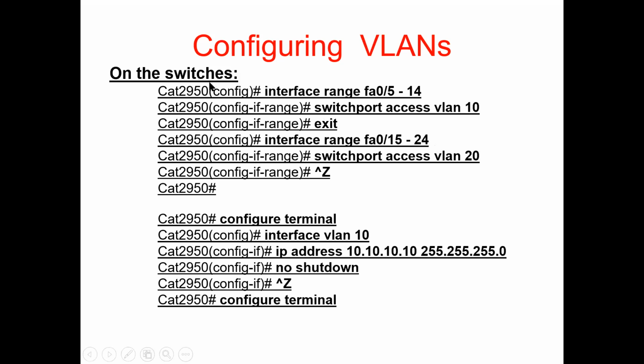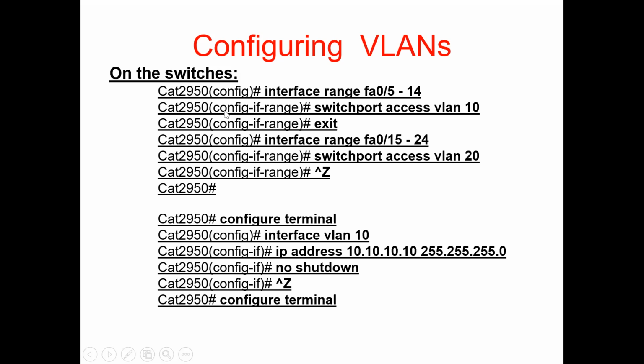We go to config as normal. Start your switch, you enable, give it the password if you already enabled the password protection. Then you do config T, and then you get to this config mode, and then you issue this command there: interface range FA0 slash. So this is of course for fast Ethernet. If it's not fast Ethernet, then you have to change this to gigabit Ethernet 0 slash. Then 5 is a port, and this is the range from 5 up to 14. So this is the way we do it.